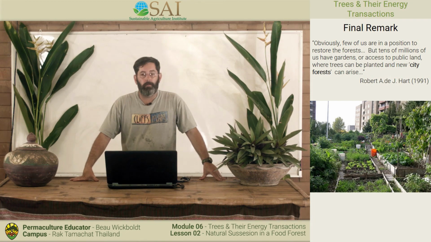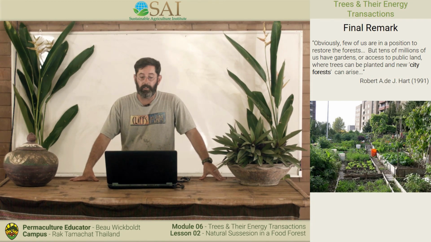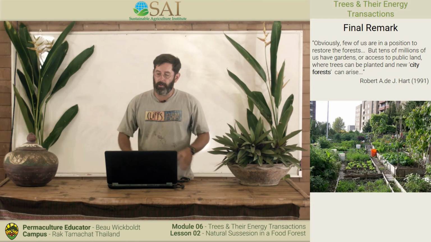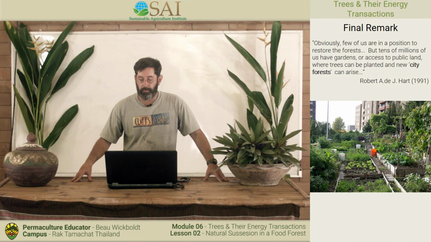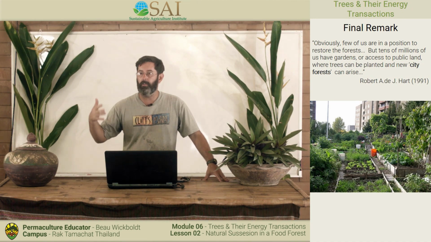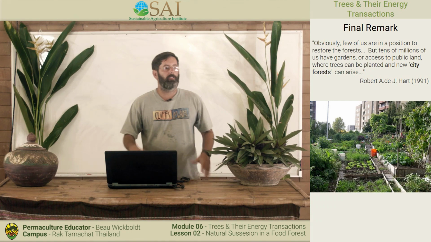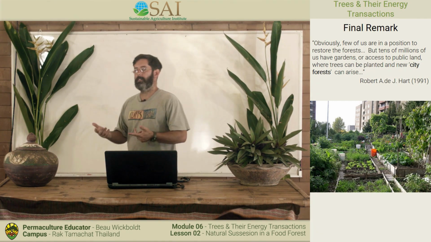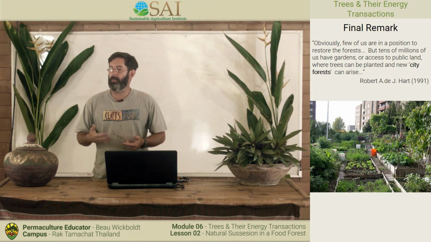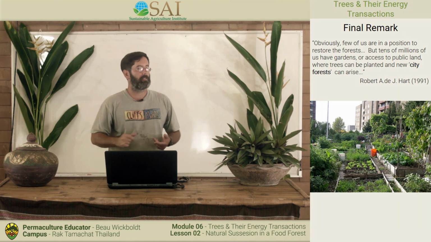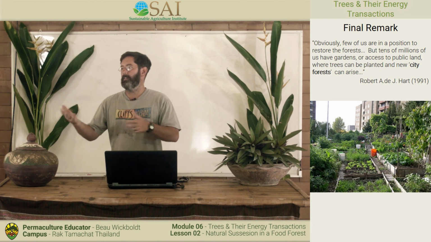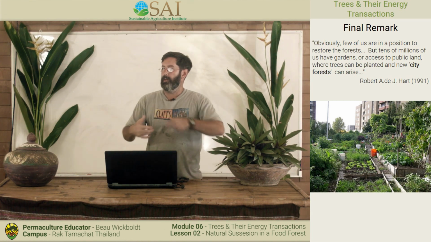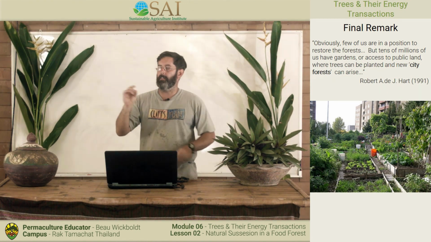So a final remark from the book by Robert J. Hart. Obviously, few of us are in a position to restore actual real forest. But tens of millions of us have gardens or access to public land where trees can be planted and new city forests can arise. So he starts to ask the question, and this drives this new concept in permaculture of urban gardening. If I can actually garden in an urban situation, why do we have cities and we cut down all the trees? Why don't we create a garden in the city? Right? Why are we not doing that? Why is our city not in the garden? Why don't we see everything around us as a garden?